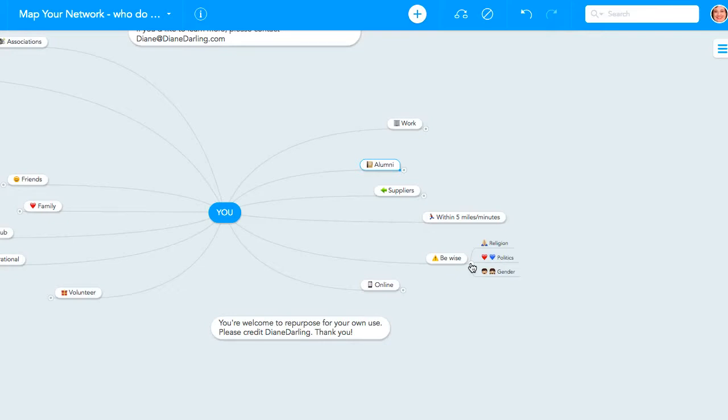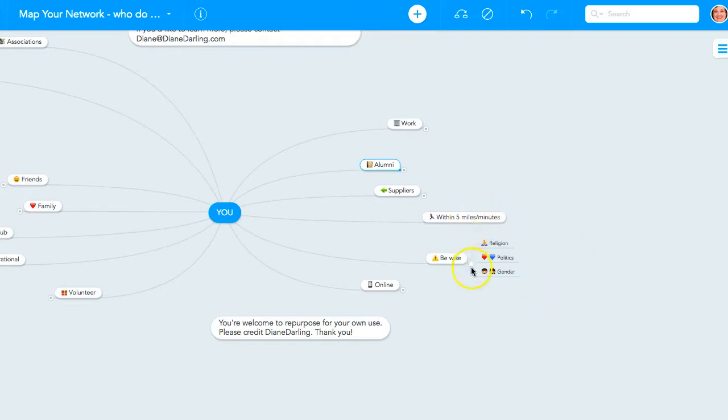The next one is be wise. Politics, religion, and gender. One of the things, particularly after this past election, is we found people who had politics similar to us or politics different to us. Sometimes we would connect and sometimes we would not. Same issues on gender. So one thing you want to take into consideration when you're networking and connecting people to each other is, will this be a conflict, or actually will this be something that actually works between two people?